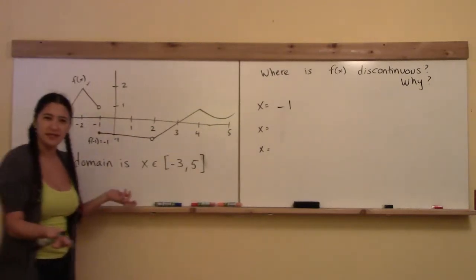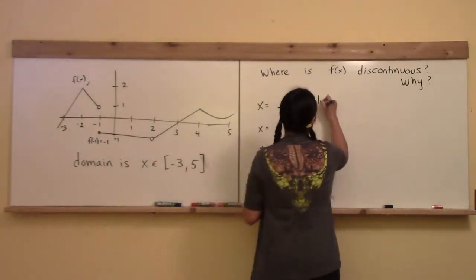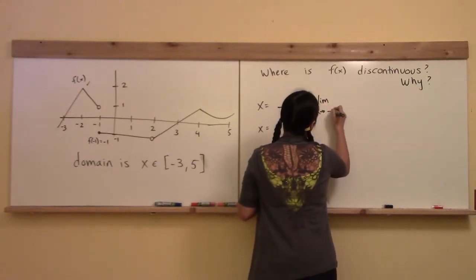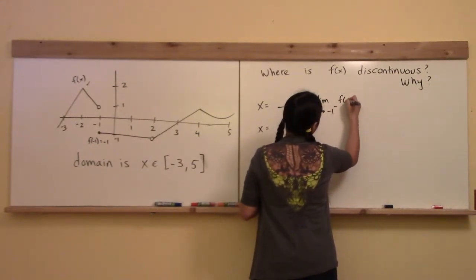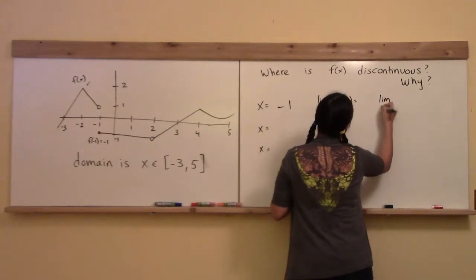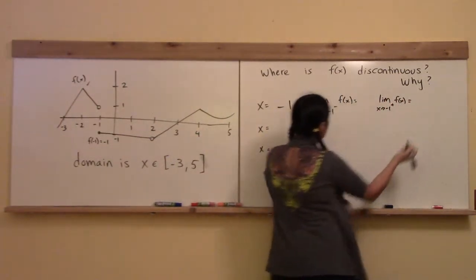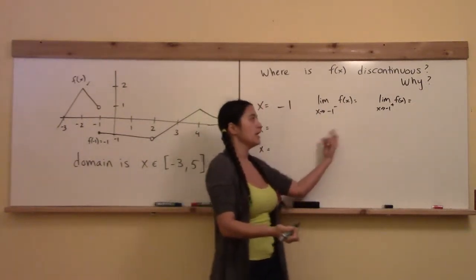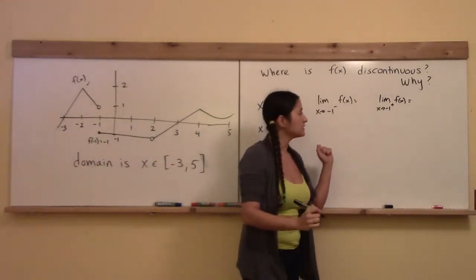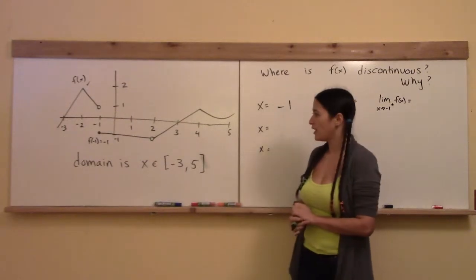Does the limit exist? Let's do a little bit of one-sided limits for review, and I want you to get these limits visually. So what is the limit of f of x as x tends toward minus 1 from the left, and what is the limit of f of x as x tends toward minus 1 from the right?